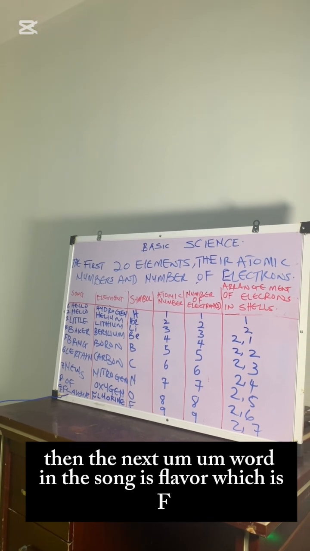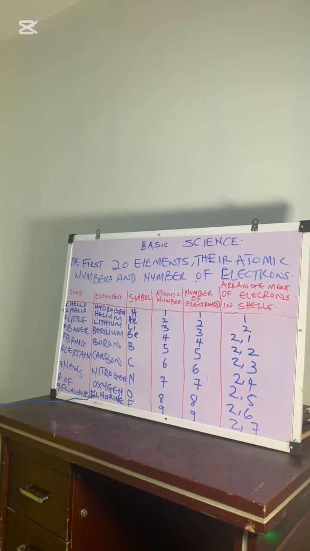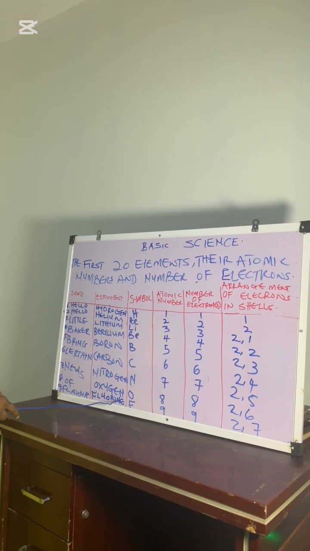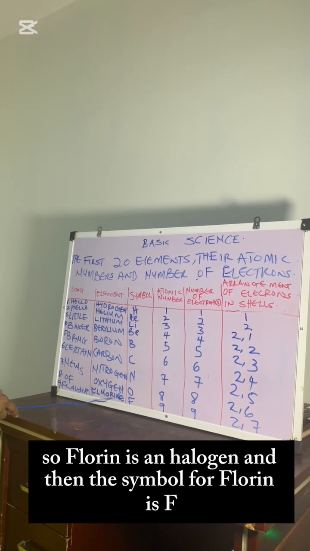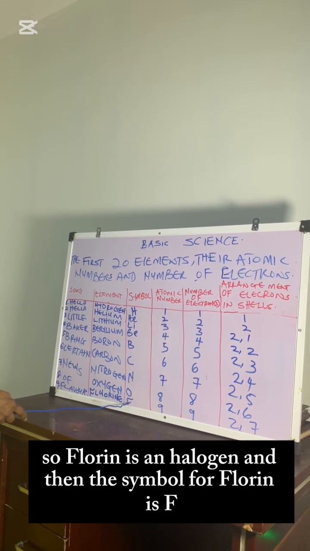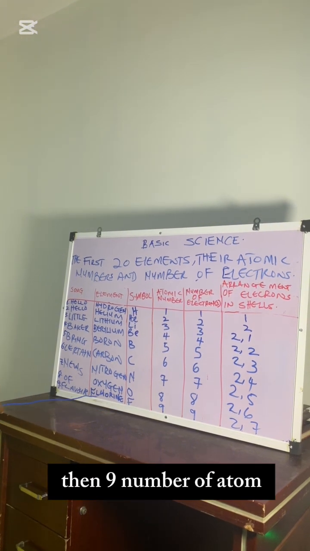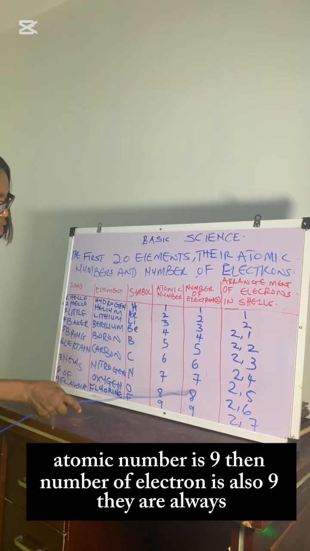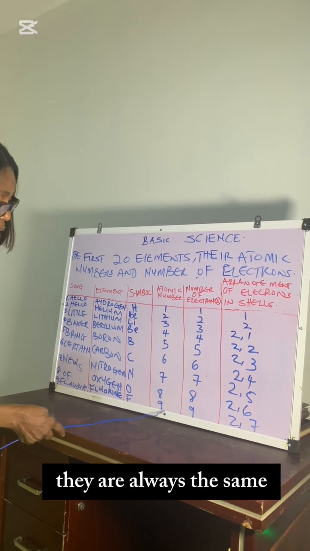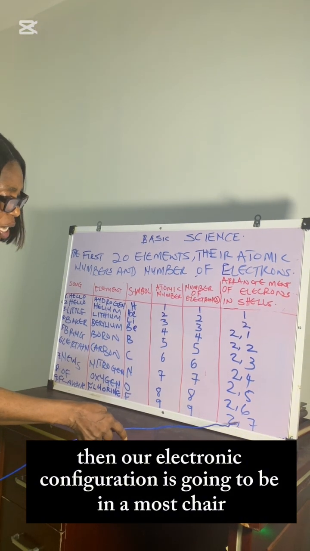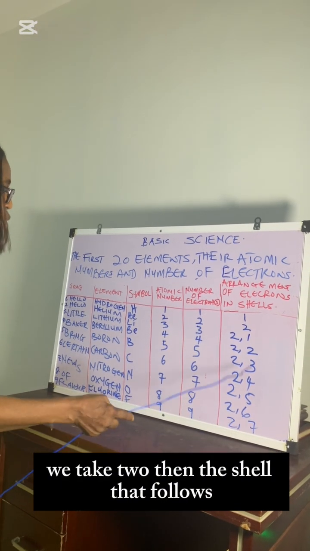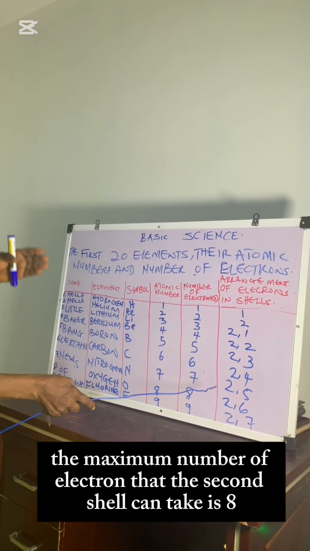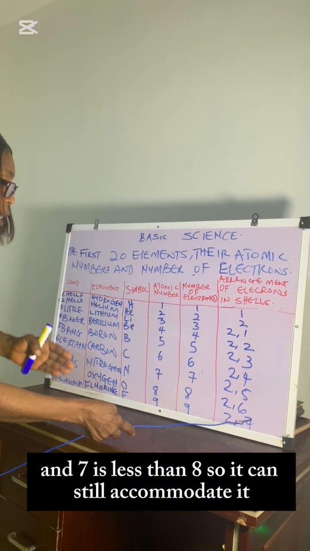Then the next word in the song is "flavor", which is F, fluorine. The next element that comes after oxygen is fluorine. Fluorine is a halogen, and the symbol for fluorine is F. Then 9: the atomic number is 9, and the number of electrons is also 9. They are always the same. Then our electronic configuration is going to be: the innermost shell takes 2, then the shell that follows takes the remaining 7. Remember, the maximum number of electrons that the second shell can take is 8, and 7 is less than 8, so it can still accommodate it.